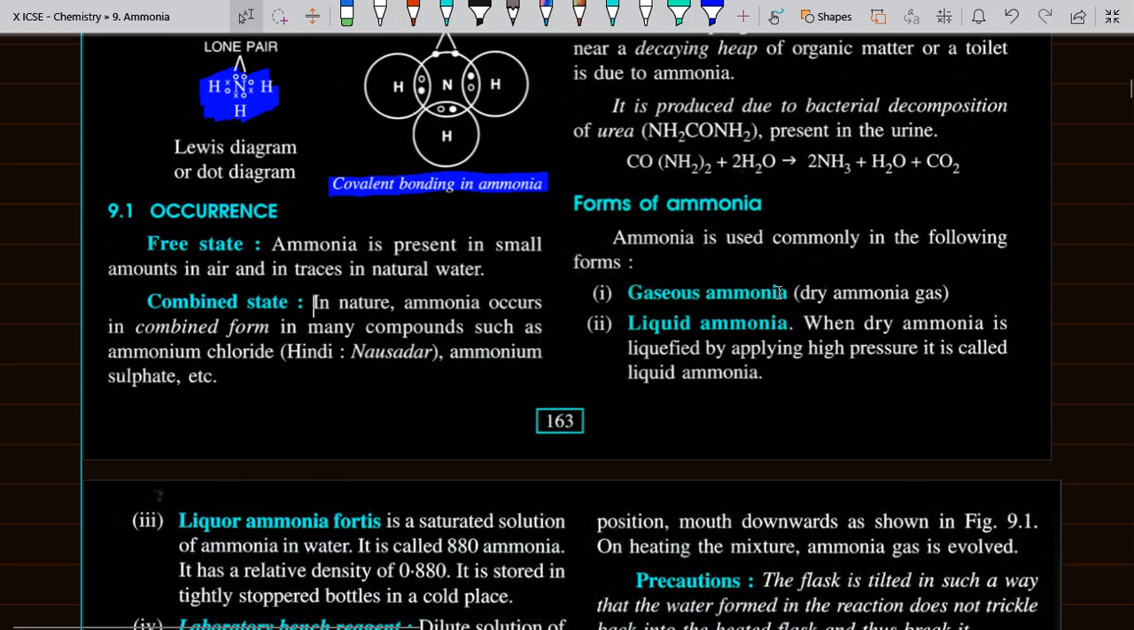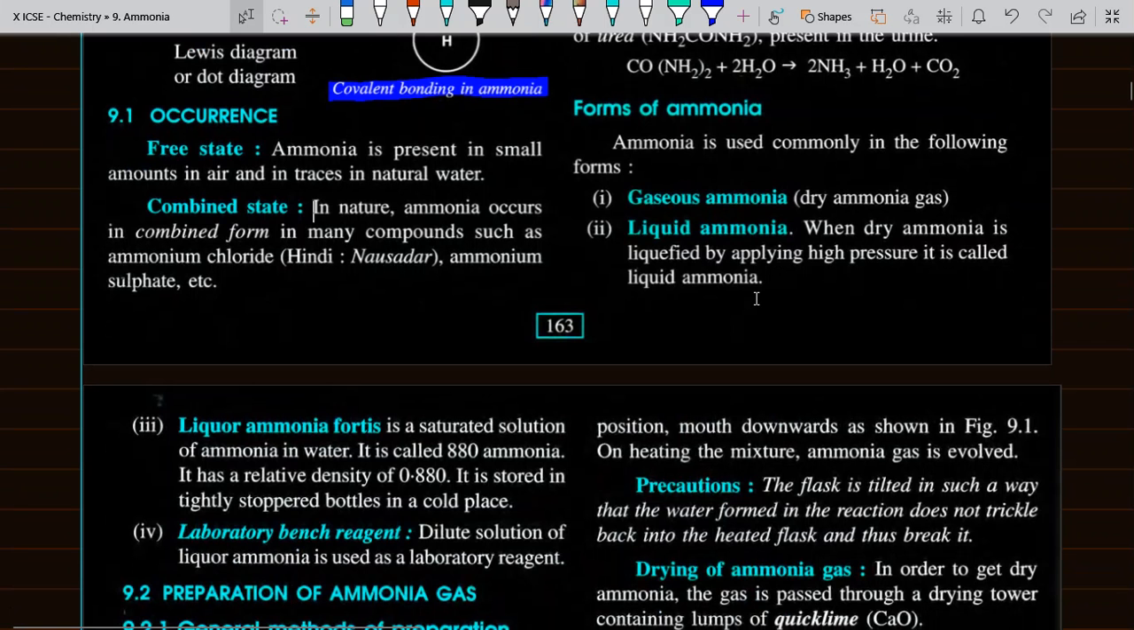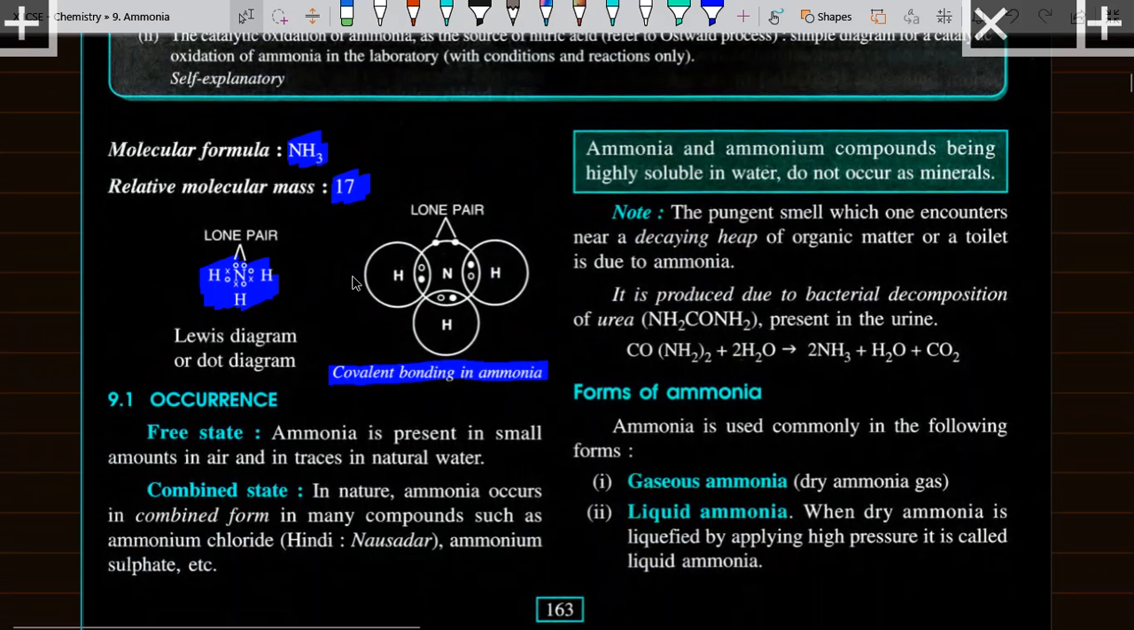Ammonia is present in small amounts in air and in traces in natural water. In combined state, in nature, ammonia occurs in combined form in many compounds such as ammonium chloride, ammonium sulfate, etc. Ammonia and ammonium compounds, being highly soluble in water, do not occur as minerals. The pungent smell which one encounters near a decaying heap of organic matter or a toilet is due to ammonia.